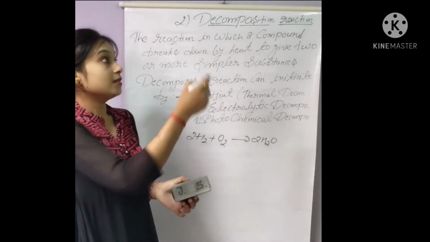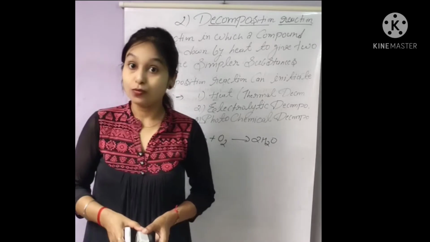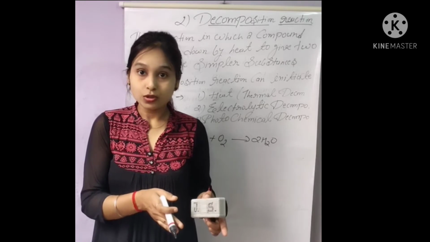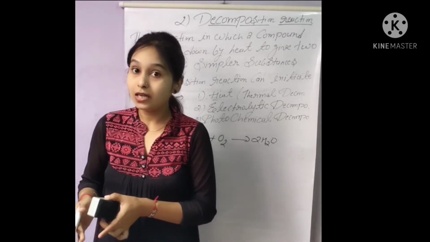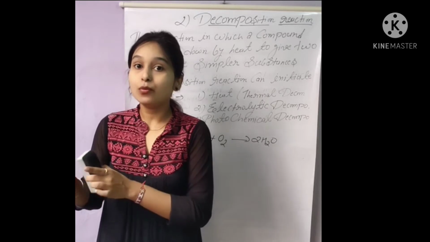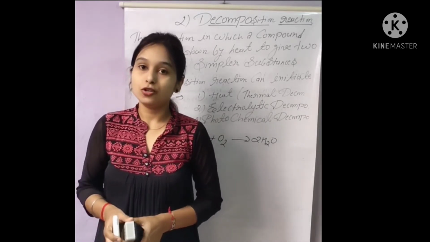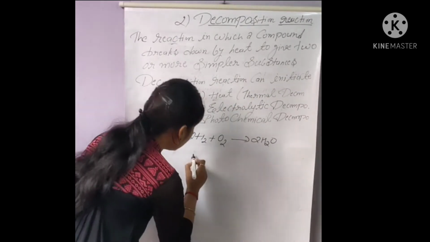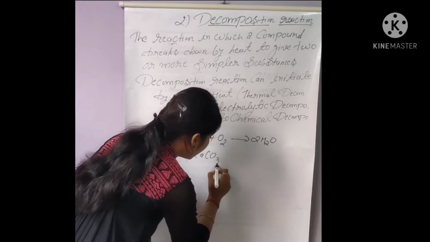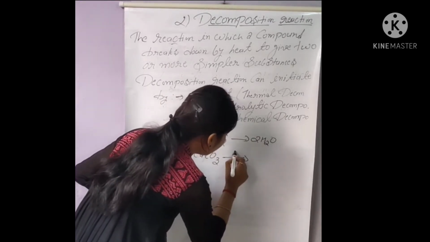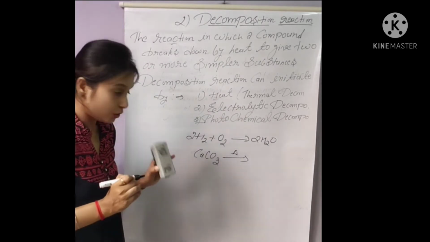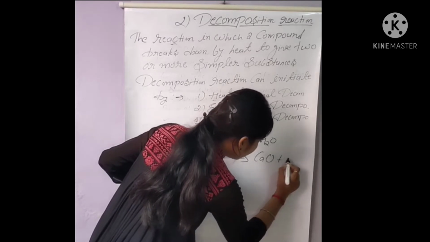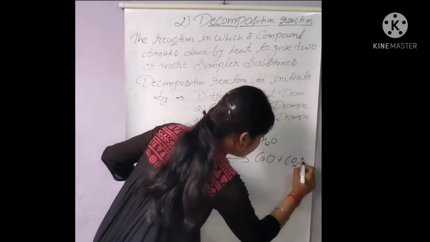Our second point is decomposition reaction. What is decomposition reaction? A single compound reacts with the help of heat and forms two or more products. This is called a decomposition reaction. Let's see the example: CaCO3, calcium carbonate, reacts in the presence of heat and forms two new compounds, CaO, calcium oxide, and CO2 gas is released.